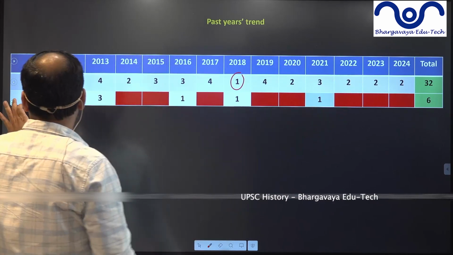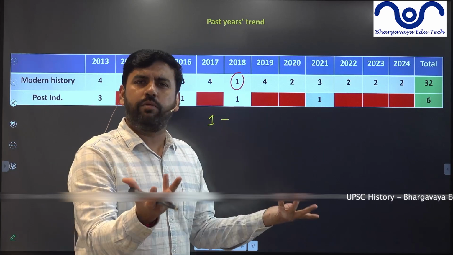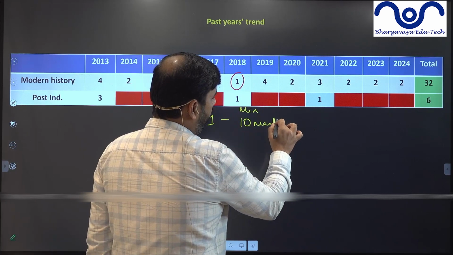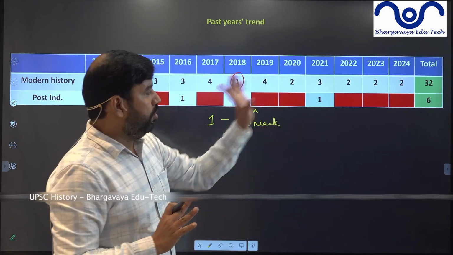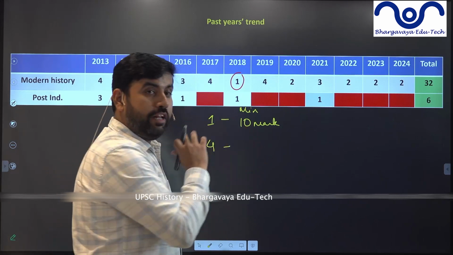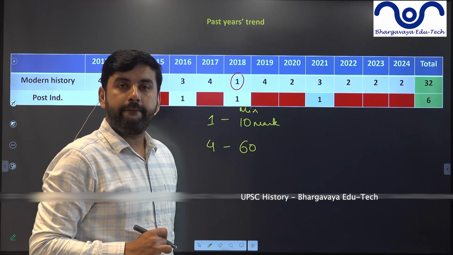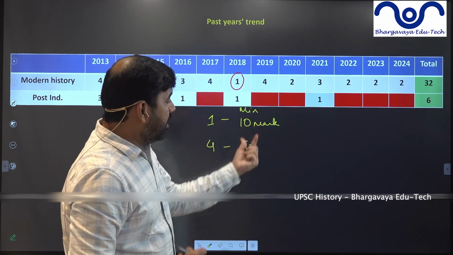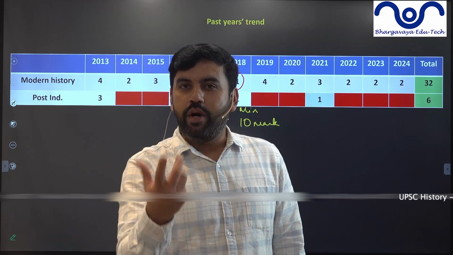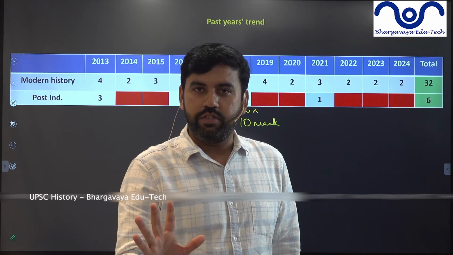Okay, so let's break it up into marks. Even if one question is asked, let's say this one question which was asked is a 10 marker. So the minimum that you can get is 10 marks from modern India. Maximum 4, right? Let's say all of them are 15 markers. 60. So minimum 10 marks and maximum 60, guys. You know, if you get 50% in UPSC, you are first rank. That is the threshold of UPSC. 50% means first rank.